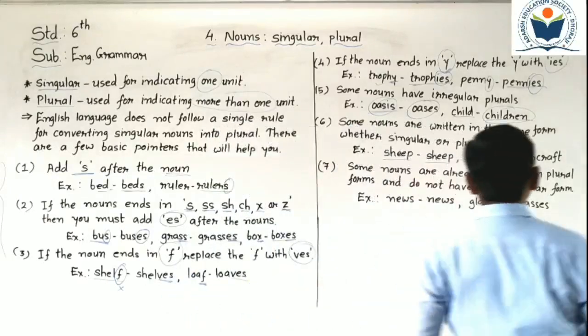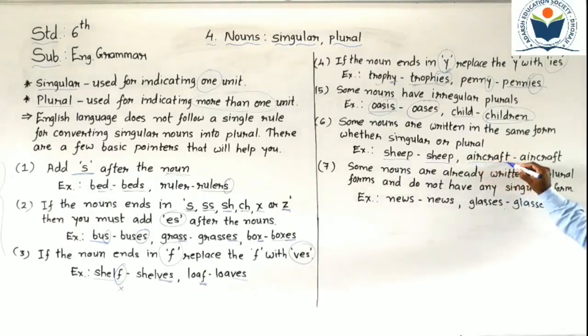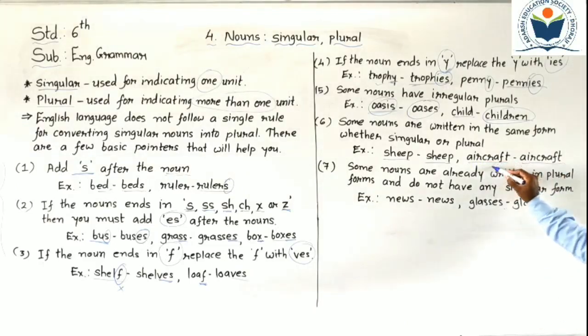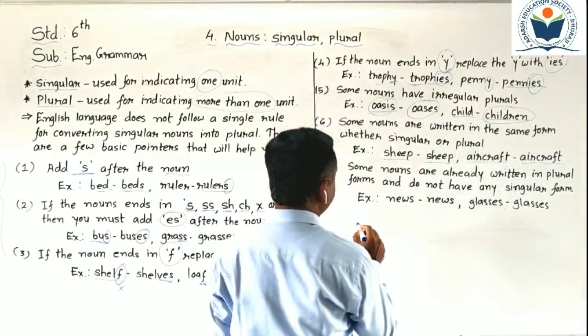The second example is given here. Aircraft. Aircraft is the singular form. Here the plural also becomes aircraft only. So singular and plural both forms remain the same. And the last rule, the seventh one, is given here.